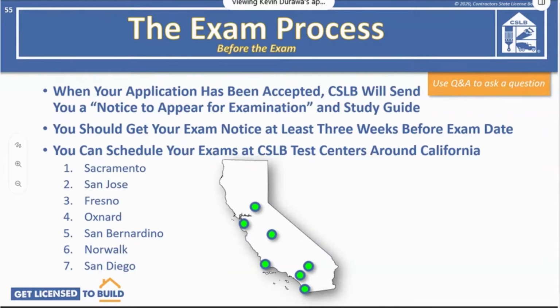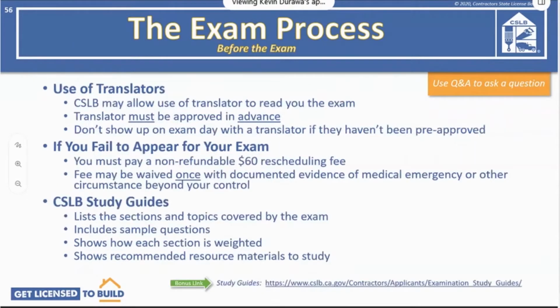If you're an applicant whose first language isn't English and you don't feel confident taking your exams in English, we do allow the use of a translator. The translator you provide simply reads the examination questions to you. Question number 16 on the application asks if you need to use a translator to complete the exam. The translator must be pre-approved by CSLB in advance. You cannot just show up on the day of your examination to the test center with somebody to translate the exam for you.